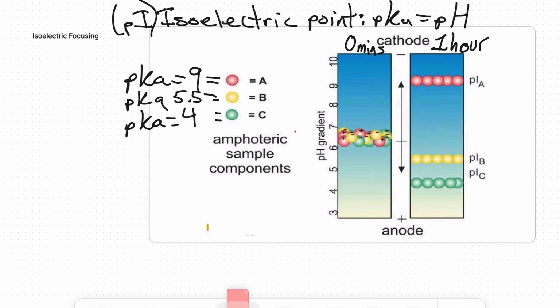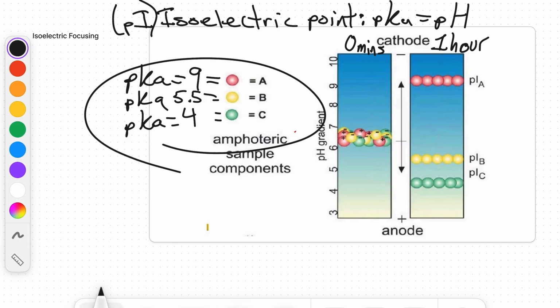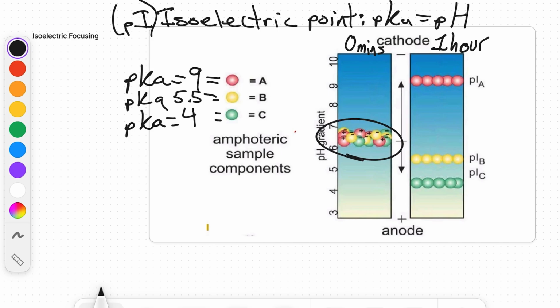And that can be confirmed with our knowledge of protonation states. We now know the pKa's of these. When we're starting out, the red one, for example, the pKa of 9 is greater than the pH of about 6.5 there. And just as a reminder, when the pKa is greater than the pH, our protein or our molecule is going to be positively charged. It's going to be protonated. So that confirmation makes sense.